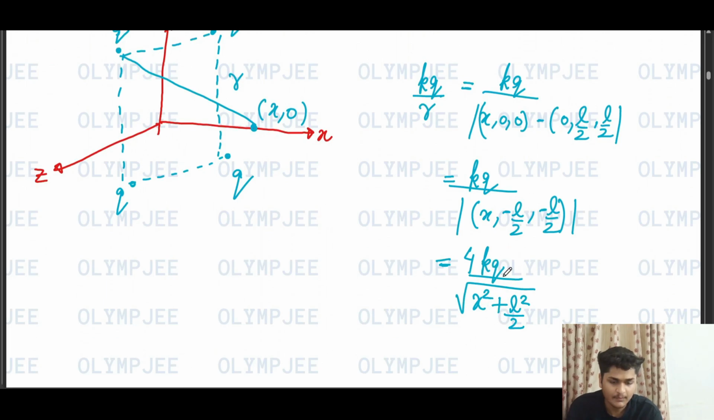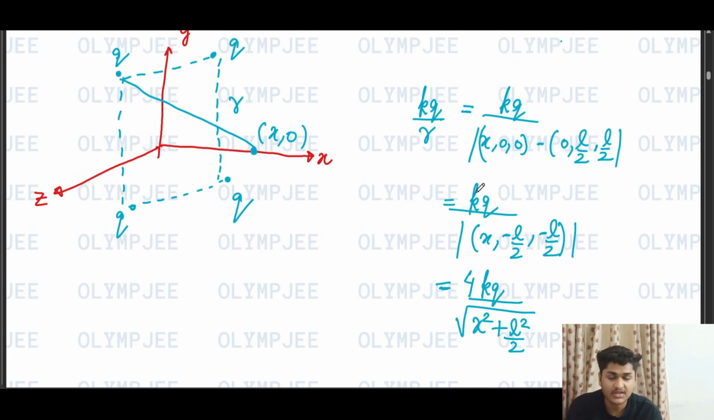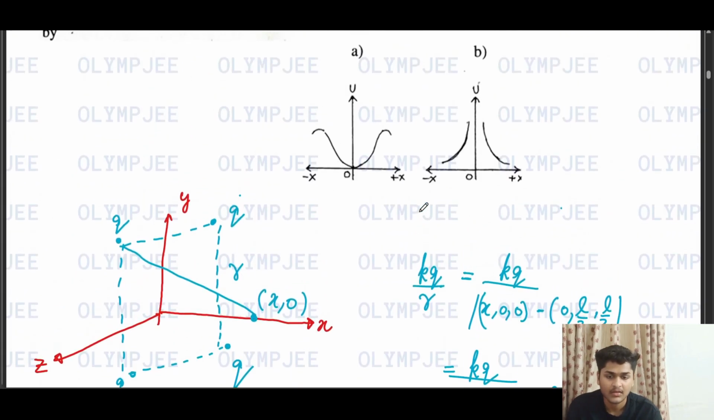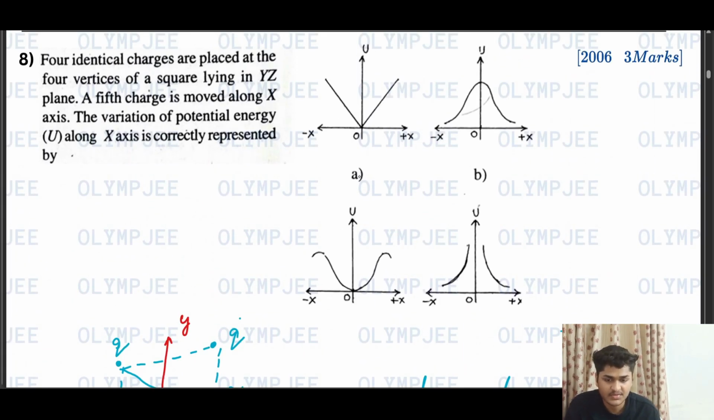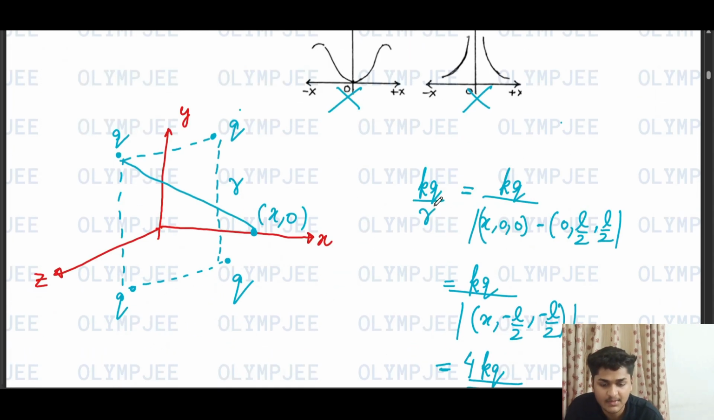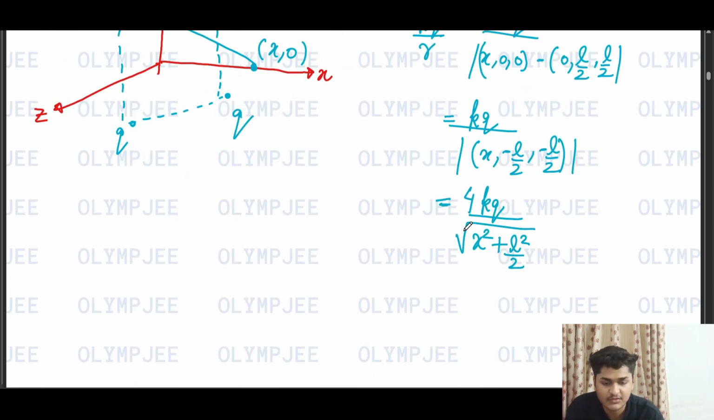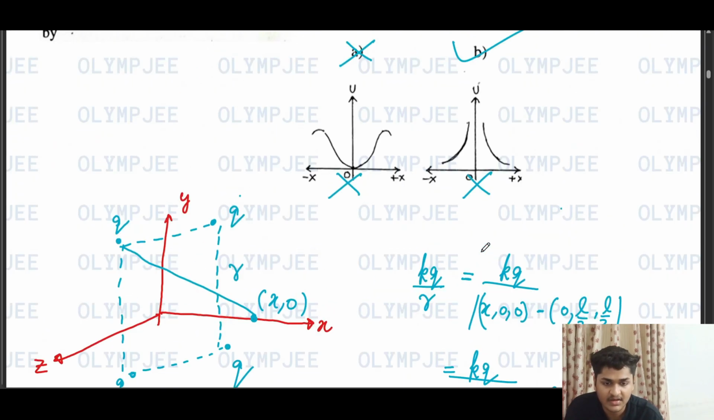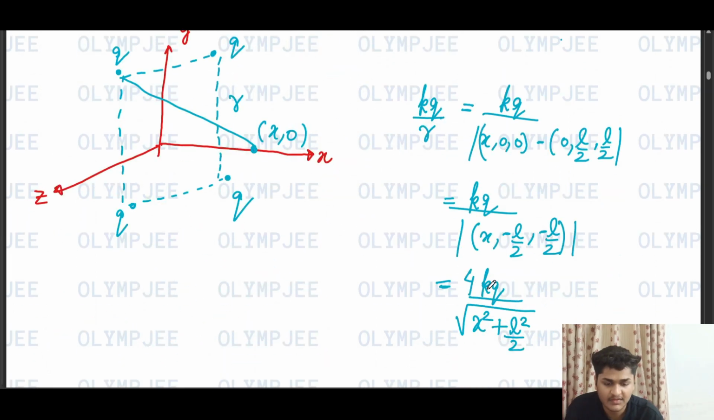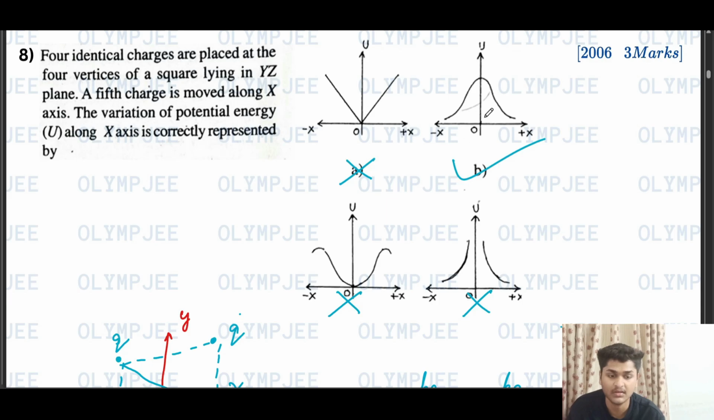So when x is 0, the potential will be some finite quantity, right? So option A and option C are wrong, and option D also, there is no finite quantity at 0. So option B is the only option remaining, and we can also see that it will be symmetrical because the negative sign won't matter, because this is inside a square root and this is being squared. So it is symmetrical. And also it will be decreasing because the denominator will increase as we increase x. So B is the best answer possible.